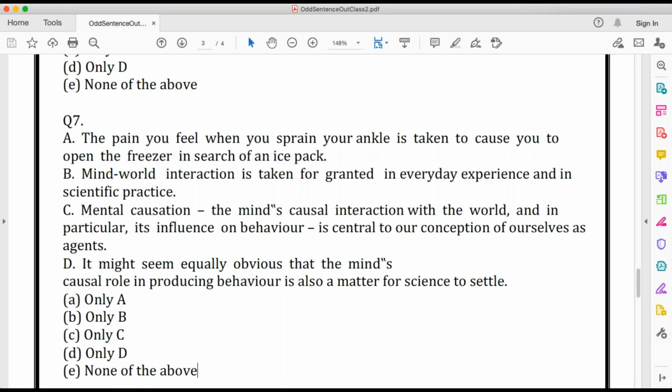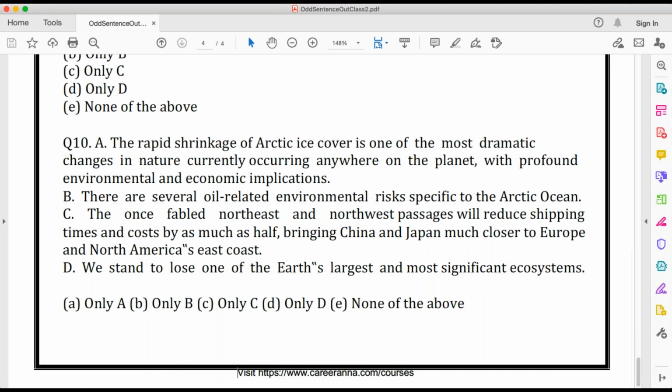Great. So all of you are getting it correct. Yes, the odd sentence out is sentence number A. And the reason is B, C, and D are talking about mental causation, whether it be B, C, or D. They are talking about mental causation, while sentence number A is talking about the sprain in the ankle. It is not talking about mental causation in any form. So A is my odd sentence out. B, C, and D are about mental causation. A is not about mental causation. Sentence number A is my odd sentence out.